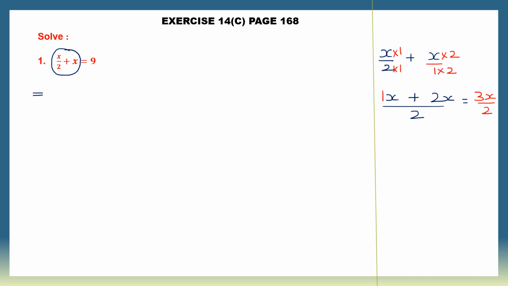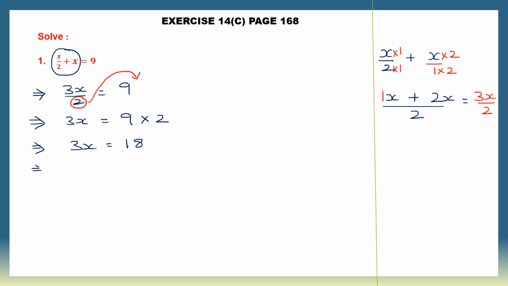So now let's continue here. So we have 3x by 2 equals 9. That means 3x will be 9 into 2 because we have transposed 2, which is division, to the right hand side, so it becomes multiplication. So this is 3x, which is equal to 9 twos are 18.